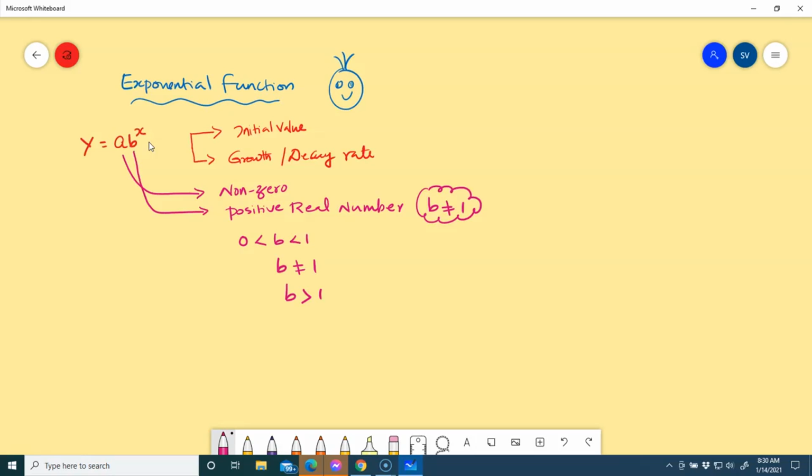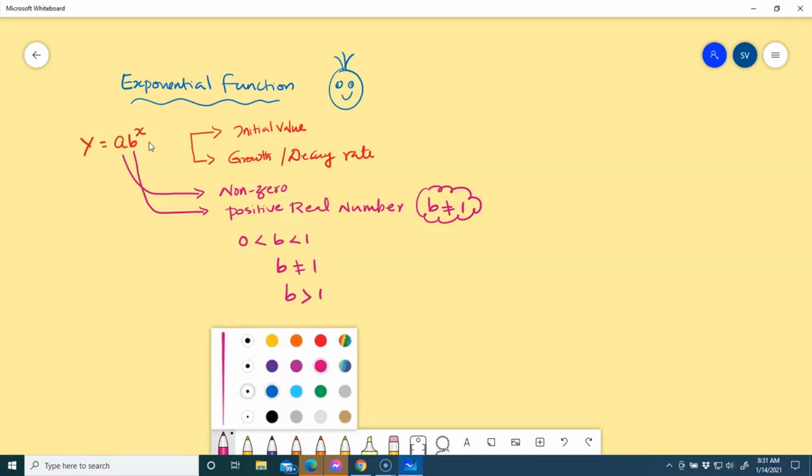So what is b? B is the growth or decay rate. For example, decay represents what you see if you are watching the daily economic growth or decay rate: some companies' share value is going down at rocket speed. We can model that situation using this exponential function, but it will not be an exponential growth, it will be an exponential decay. So we can go further into this.